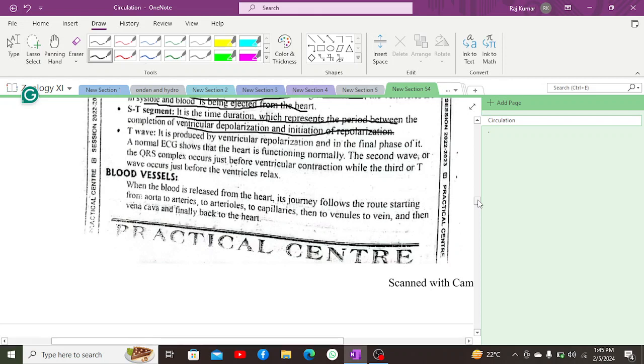The second wave of the QRS complex occurs just before ventricular contraction, which is known as repolarization. It indicates that after getting the repolarization signals, through the help of potassium ions, it causes the repolarization.